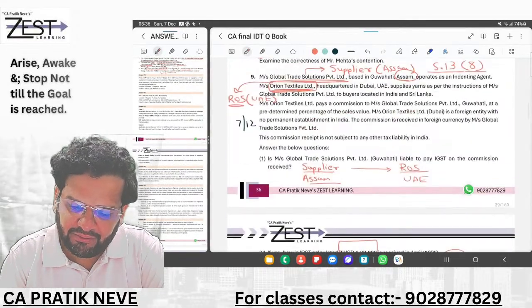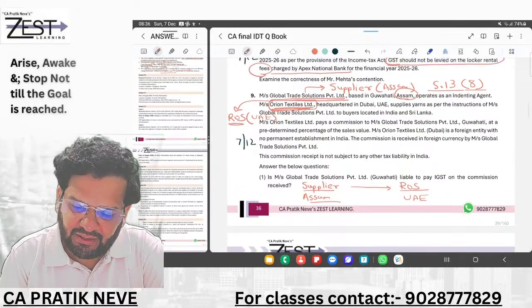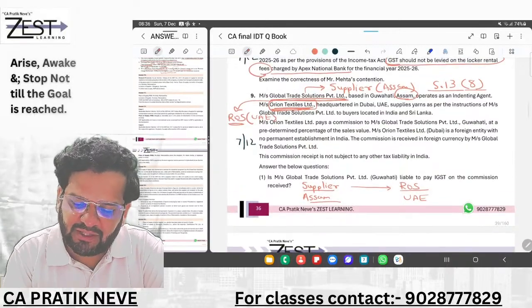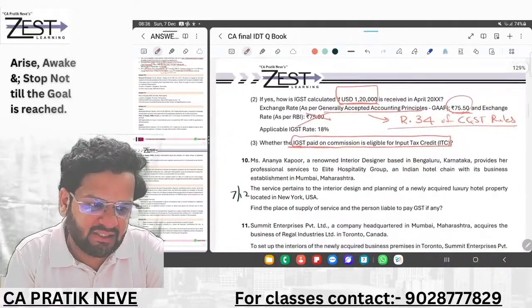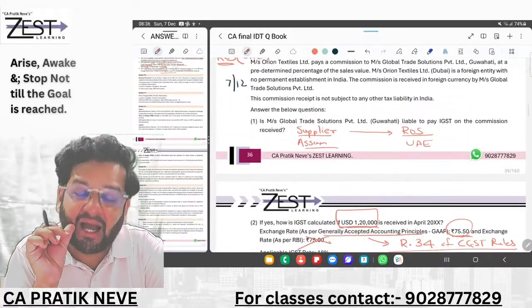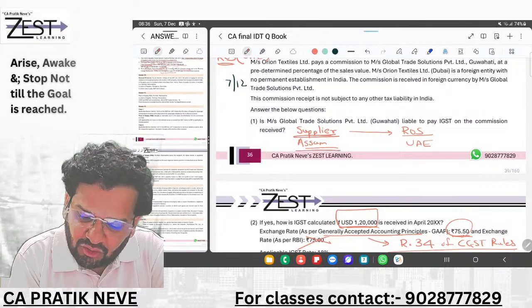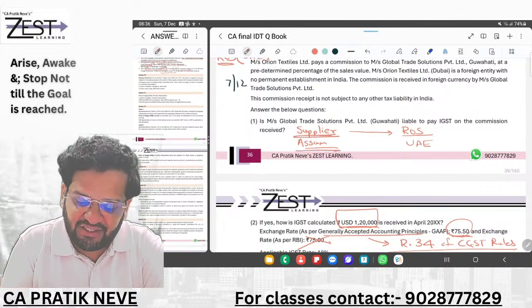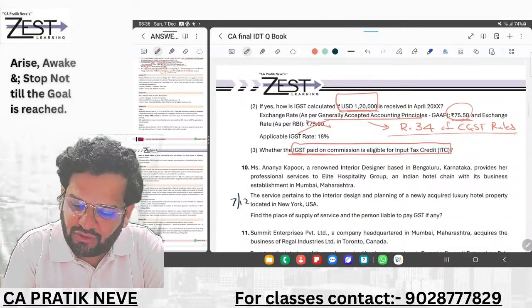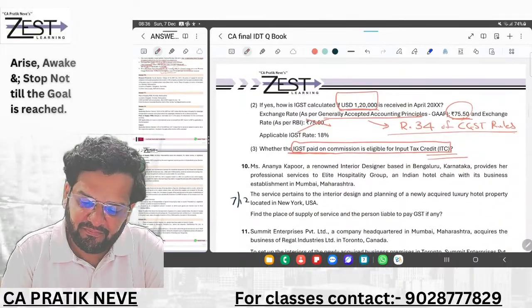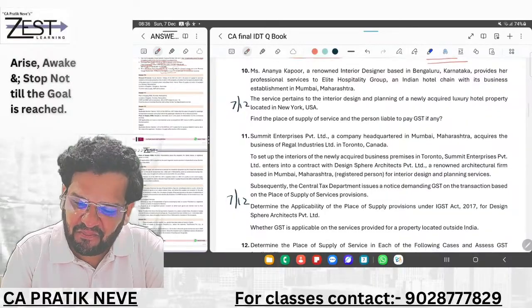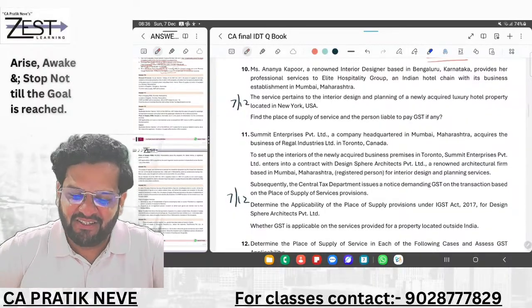Shall we go ahead? See, this Global Trade Solutions Private Limited, supplier in Assam, is paying IGST on forward charge basis. It is the supplier. So why will there be any ITC? There is no question of any ITC. Make sense? Shall we go ahead?